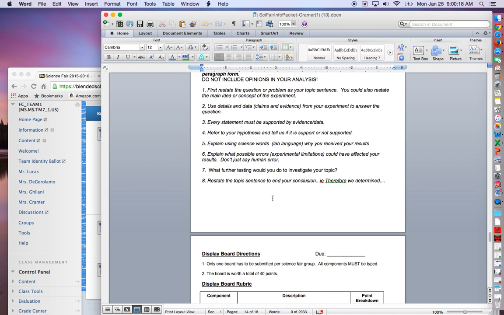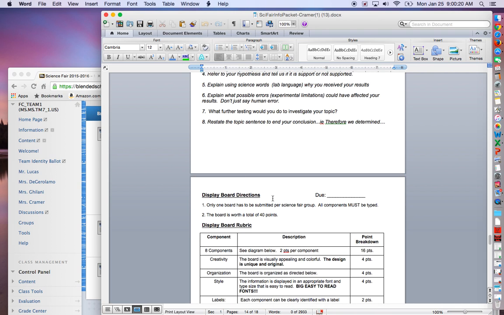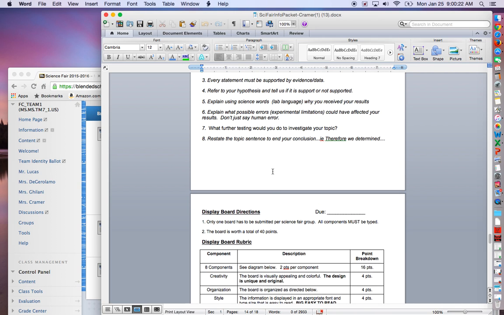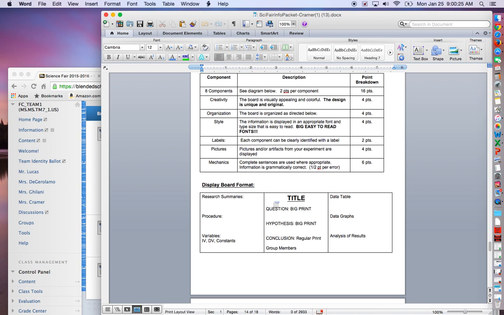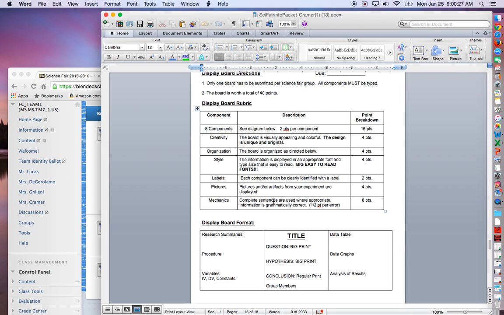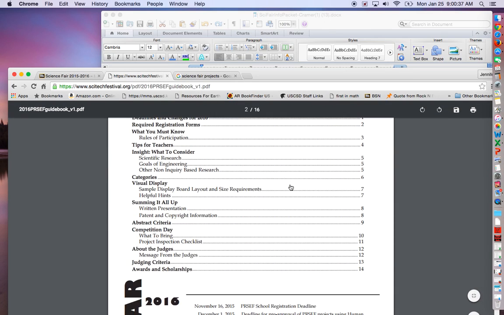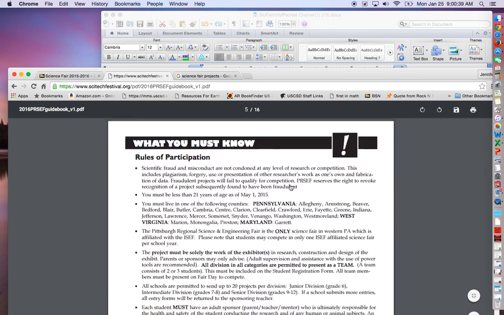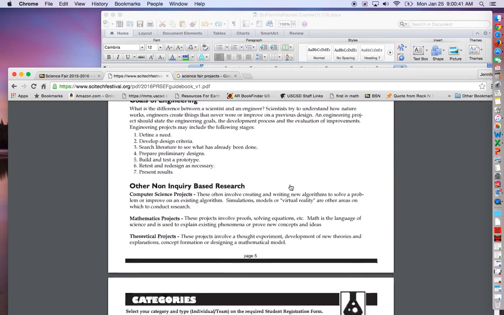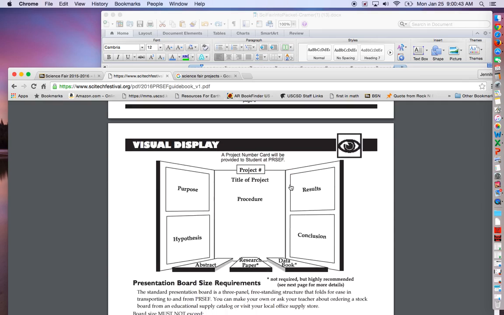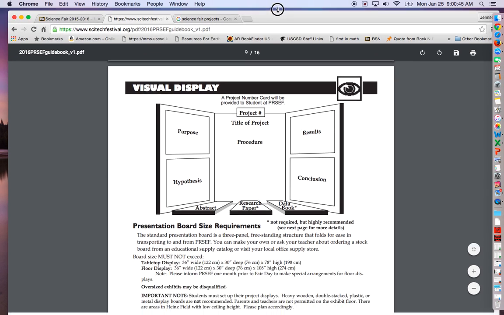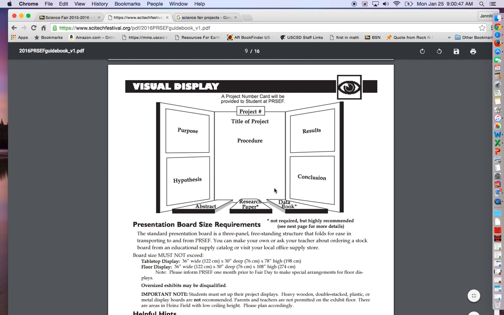Once your conclusion is typed, it's time to put the display board together. Now for this display board on the rubric, it's a little bit different than how we're going to do it because we're following the regional science fair model. So I put that on this document for you. Let me scroll down, and this you can also find online. But here is how we're going to set ours up.